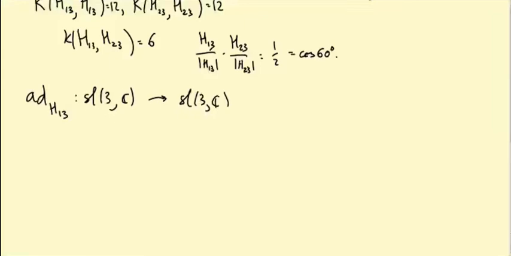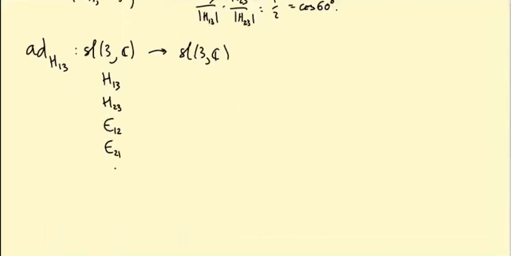So what is a basis for little sl3C? Well, we have H13 and H23. They span the diagonal matrices. I have E12, E21. I'm going to need some more space. E13, E31, E23, and E32, where these matrices, these E's, are the things that have zeros everywhere except in position ij, like in position 12 for E12, where they have a 1.